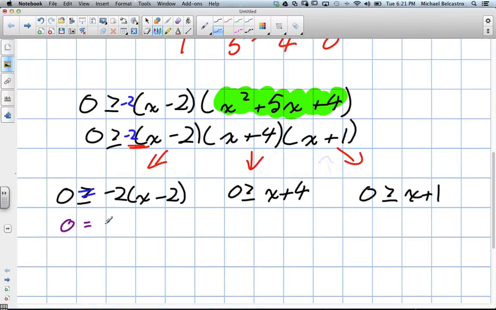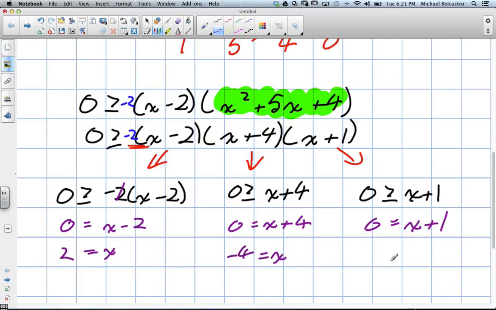0 is equal to our, and we could have actually in this case eliminated the -2 here. So this is negative 2. We could have divided this entire equation by negative 2, and it would have come out as 0 again. So this would be x minus 2. 0 is equal to x plus 4. And 0 is equal to x plus 1, which means our points are at x when it's 2, x at negative 4, and x at negative 1.